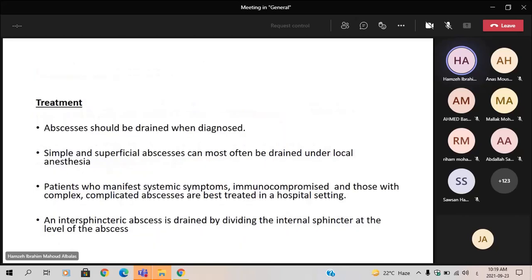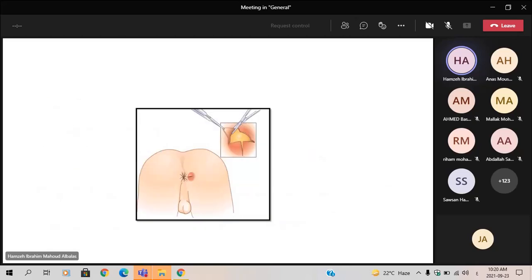So we give antibiotics, or we open the abscess, and sometimes you have to give antibiotics to a patient presenting with an abscess who is immunocompromised or diabetic. We open in a cruciate technique, and after opening, we ask the patient to do regular bathing and dressing after the abscess is opened. Thank you.